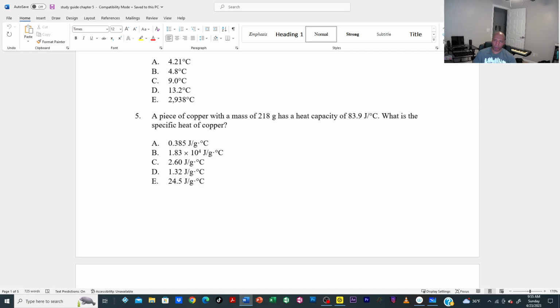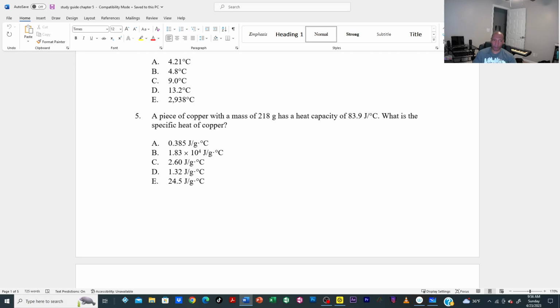Right, moving right along. Number 5, a piece of copper with a mass of 218 grams has a heat capacity. Not specific heat capacity, it has a heat capacity of 83.9 joules per degree Celsius. So now when you talk about heat capacity, you're talking about the entire object. When you're talking about specific heat, you're talking about a unit, usually grams of that object, 1 gram of that object.